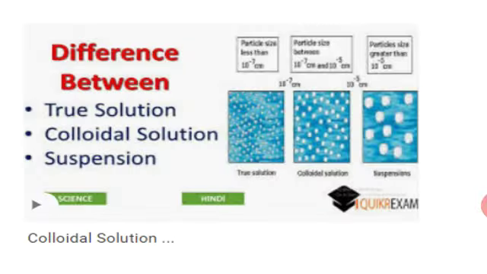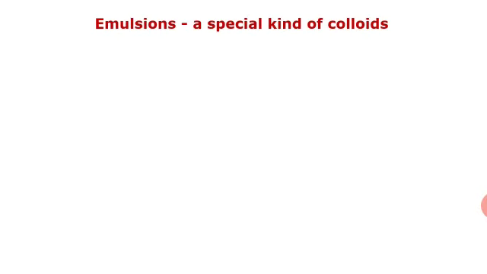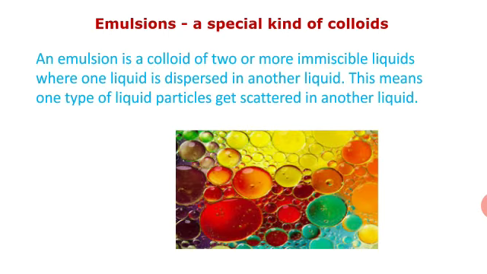Next, the difference between the true solution, colloidal solution and suspension. This is the structure of colloidal solutions. Next, emulsion. Emulsion is a special kind of colloid. Emulsion means a mixture like a batter. An emulsion is a colloid of two or more immiscible liquids where one liquid is dispersed in another liquid. This means one type of liquid particles get scattered in another liquid.